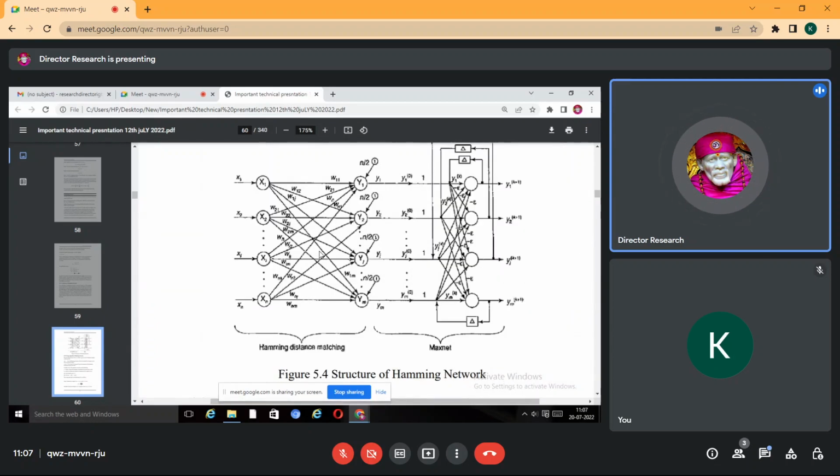Just examine the different nodes and neurons in this structure. Different neurons. Different nodes in this structure.